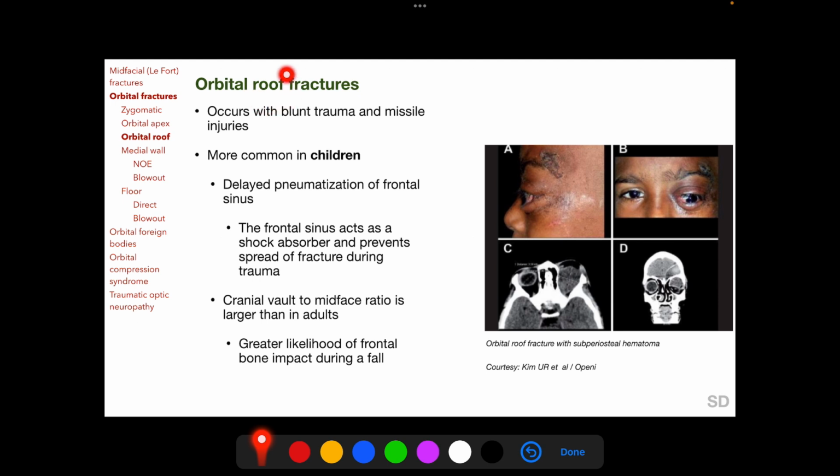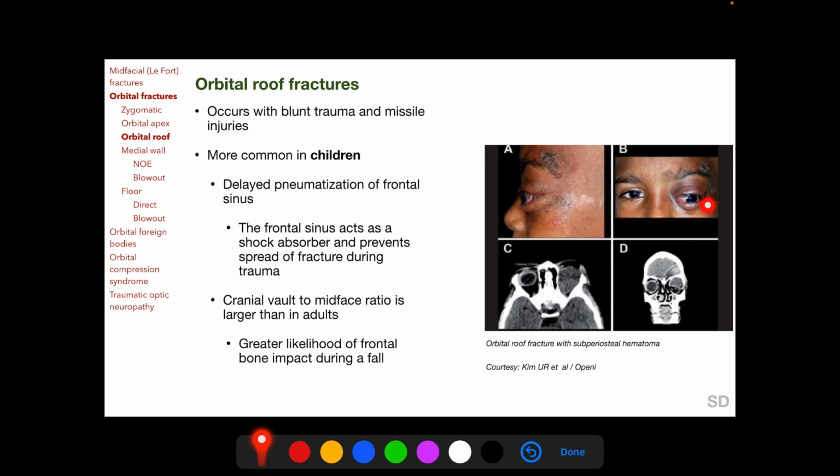Orbital roof fractures are more common in children, and they can occur with blunt trauma and with missile injuries. Orbital roof fractures are more common in children because in children there is delayed pneumatization of the frontal sinus, and the frontal sinus acts as a shock absorber and prevents spread of the fracture line during the trauma. Also in children, the cranial wall to midface ratio is larger than in adults, and as a result during a fall there is greater likelihood of impact on the frontal bone.